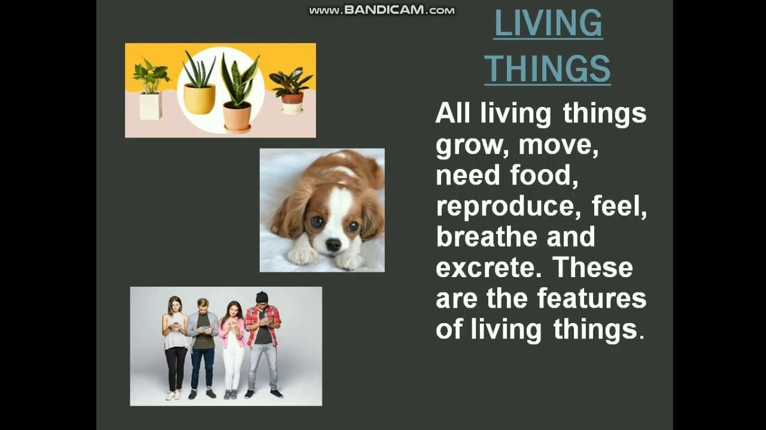We grow, we move from one place to another, we need food, reproduce. Now what is the meaning of reproduce? Reproduce means we produce babies of the same kind or species of the same kind. We also feel hot, cold. We breathe and we excrete. Now what is the meaning of excrete? Excrete means removing waste from the body. So all these activities are done by living things.